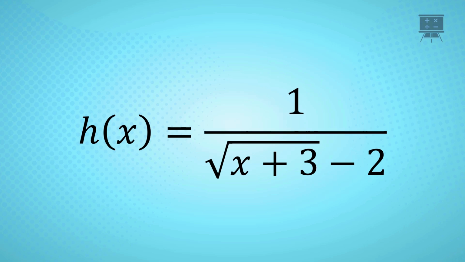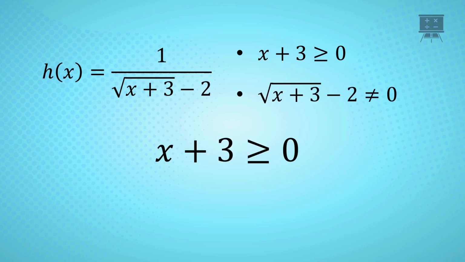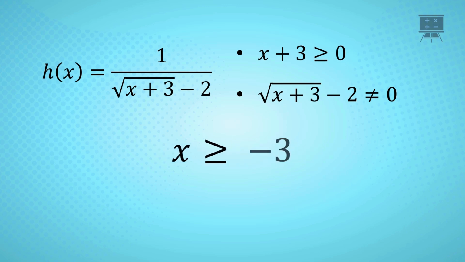See this last example, where the radical expression is in the denominator. We will have two restrictions. The radicand must be non-negative, and the denominator must be non-zero. x plus 3 is greater than or equal to 0. Subtract 3 from both sides. x is greater than or equal to -3.